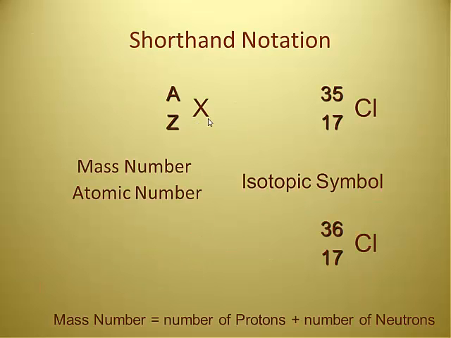X would represent the symbol. A would represent the mass number. And Z would represent the atomic number. So it was just like we were doing on the other page there. Chlorine. There's our Cl.